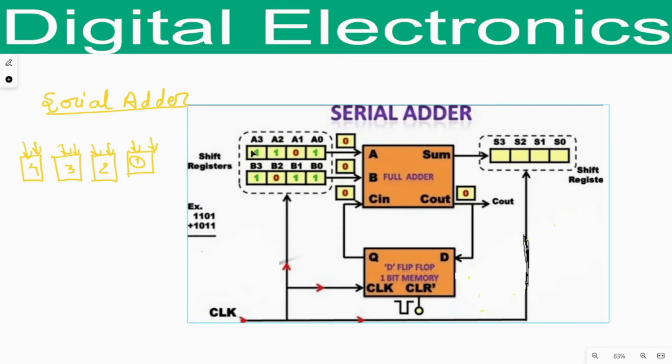Now here A3, A2, A1, A0. Now this block represents the shift register. Before starting shift register, first we have to know what a register is. Register is nothing but a combination of various flip-flops. When several flip-flops are connected with each other to store any data, at that time it is known as register. And when this register is used for the shifting purpose, it will be known as shift register.